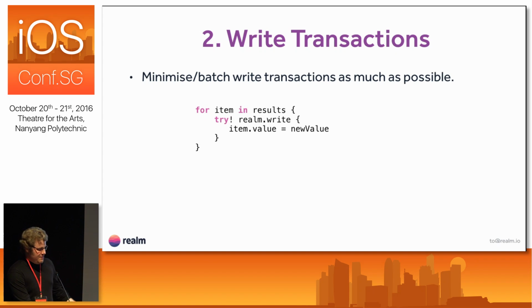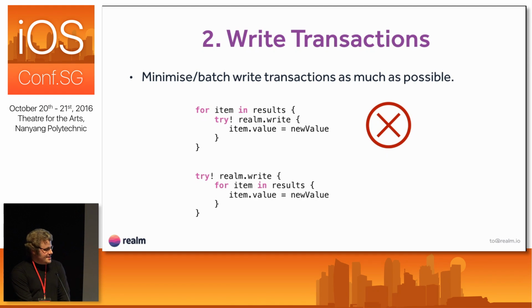And so if you have 1,000 objects, that's 1,000 write transactions. It's a lot more efficient to batch them together. In this case, that's wrong. It's a lot easier if you just put the loop inside the write transaction. Now that's only one write transaction, so the write to disk will be a lot more efficient.